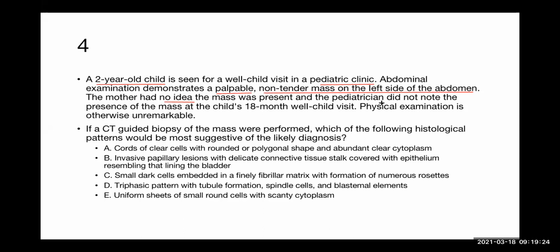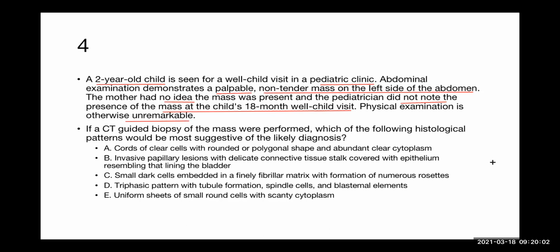Now, see there, the pediatrician did not note the presence of the mass at the child's 18-month well child visit. So at 18 months, even the pediatrician did not notice it. Probably the mass was not present then, but at 2 years, the mass is present. So that is the duration of the mass. Physical examination is otherwise unremarkable. Now, one small question to you. What type of mass do you think this is? Anyone? What is the cause, or what type of mass is this?